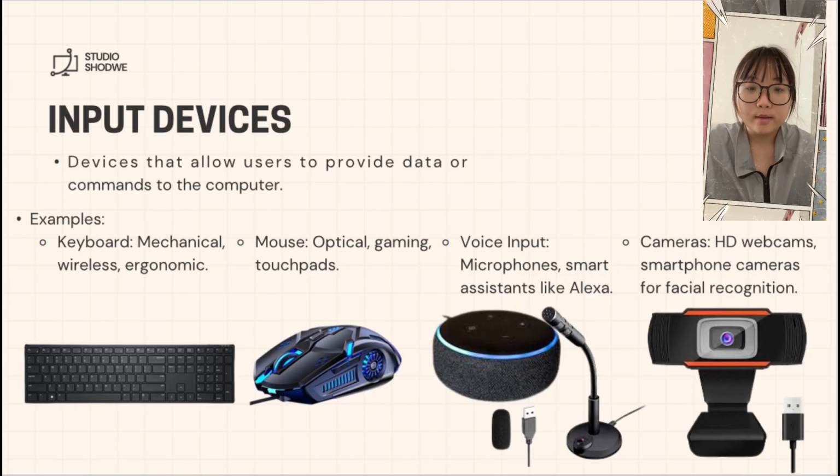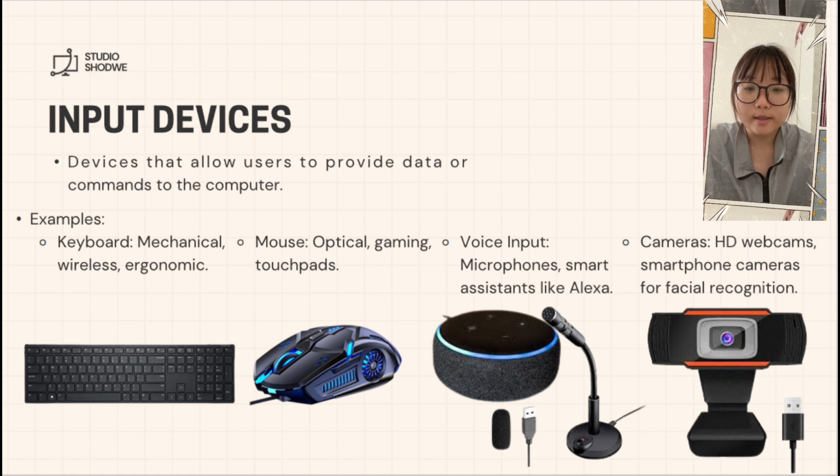And then, the next is input devices. For example, the first device is keyboard. There are many types of keyboards available. For example, mechanical, wireless, ergonomic. Many people choose wireless keyboard for convenience.